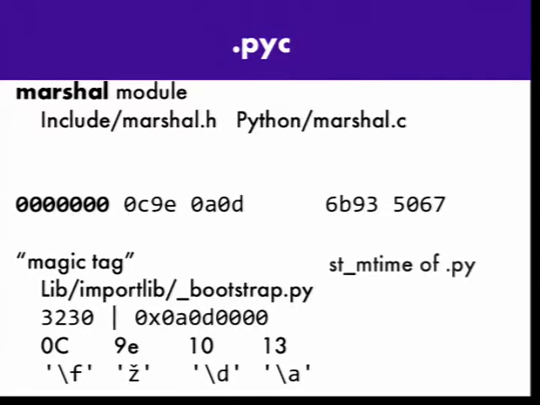So if you import colorsys, it's going to read this in. Assuming that the mtime corresponds and the magic tag is legal, then it's going to take that code object and turn it into a function and call it. And the result of that operation will be the colorsys module.